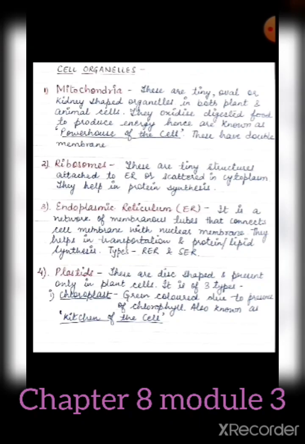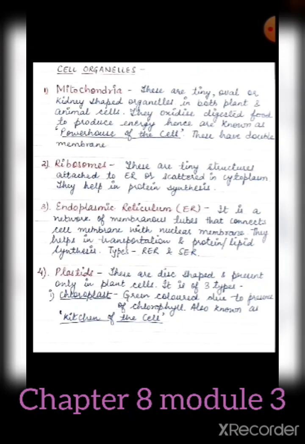So mainly endoplasmic reticulum is of two types. One is rough, another is smooth. Rough ER or rough endoplasmic reticulum has ribosomes attached to it, hence it is known as rough, whereas smooth endoplasmic reticulum does not have ribosomes attached to it.